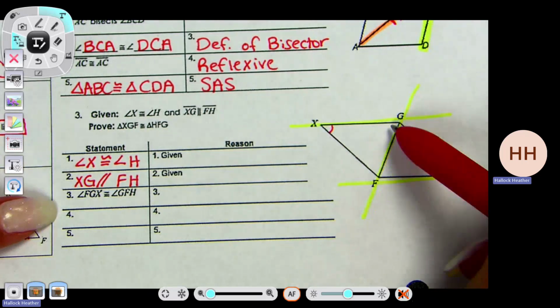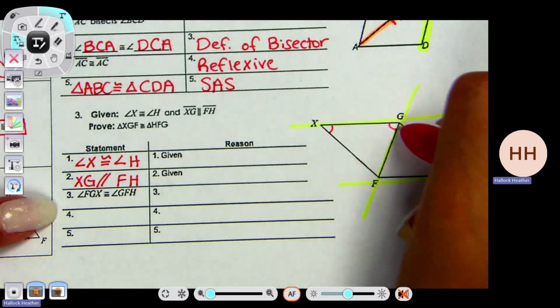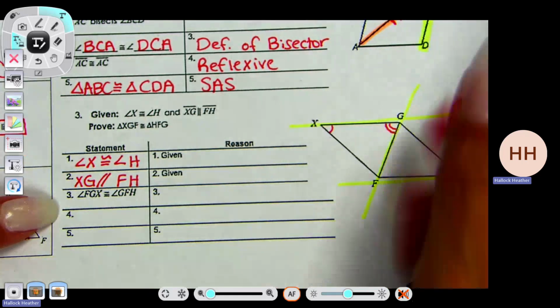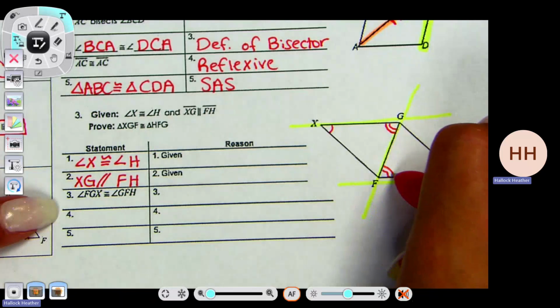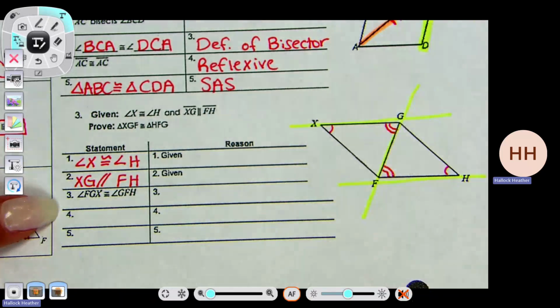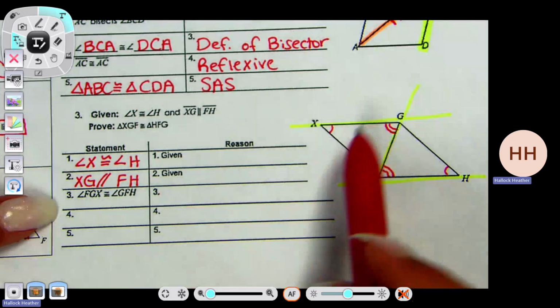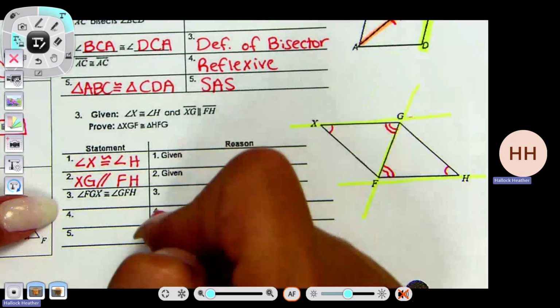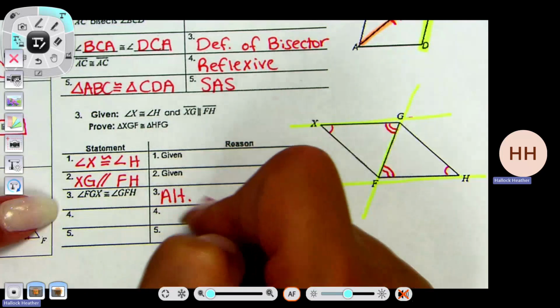Okay, so FGX is congruent. I'm marking this. It's an angle. FGX is congruent to GFH. I mark it. What kind of angles are those? Alternate interior. These are parallel lines being cut by a transversal. You jump across the transversal. These are alternate interior angles.